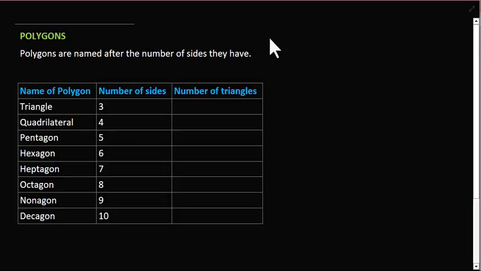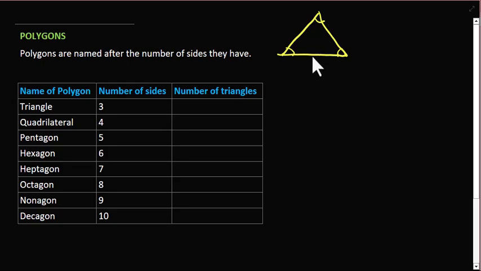A polygon is basically a plane figure with different sides. So the number of sides of the plane figure tells us the kind of polygon we are dealing with. According to the note, polygons are named after the number of sides they have. Assuming we have a plane shape like this with three sides, this is a triangle: there are three sides and three angles.